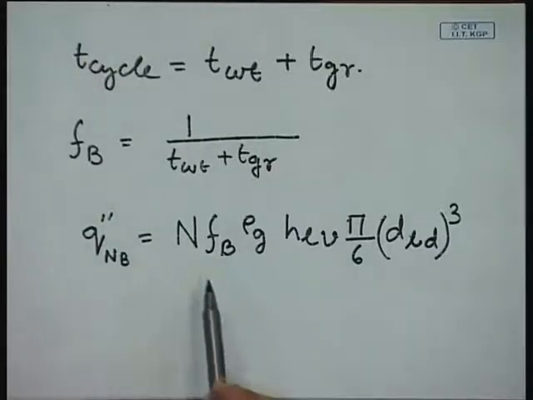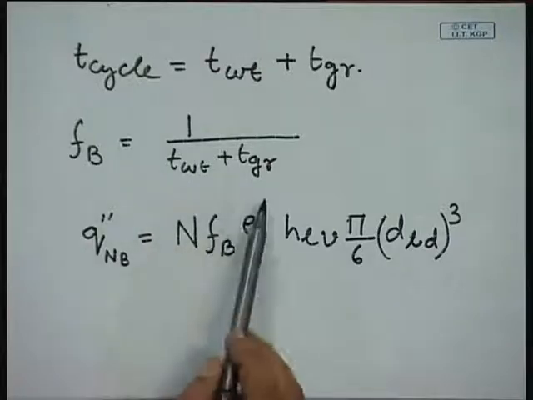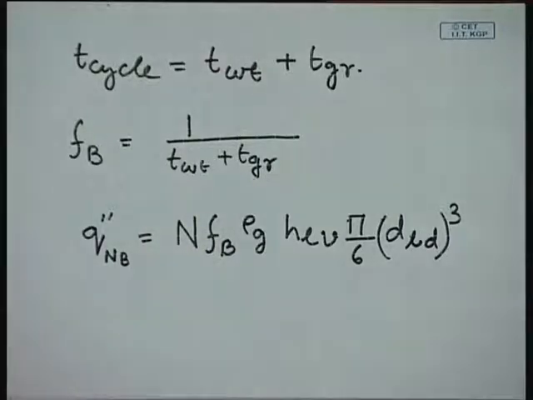Now, this frequency again depends on two times, one is the waiting time and one is the growth time. We have already discussed some growth models, that the bubble growth could be either inertia controlled or heat transfer controlled, that is, thermally controlled. Some equations and analysis we have already seen, so one estimate of F_b can be made from there.